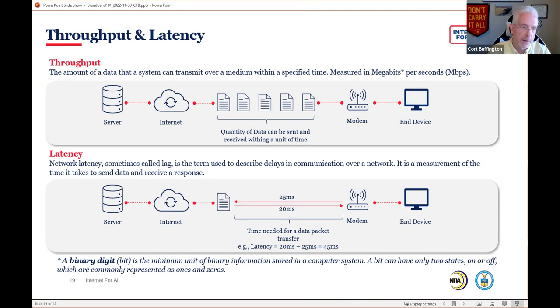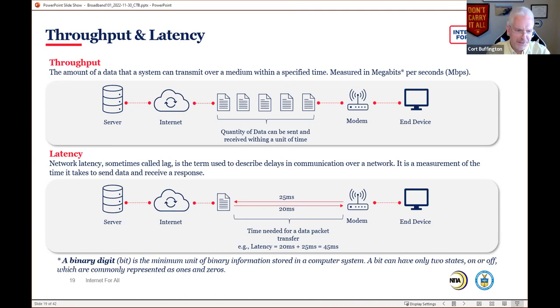So how would we look at this? On the bottom of the slide here, we can see data has to move in both directions. We've got to send from the end device up to a server somewhere, and then the response back to the end device. So it may take 25 milliseconds to get from our device to the server, and then 20 milliseconds to get back. We add those together, that's 45 milliseconds. This is a pretty speedy connection. It would meet our definition of reliable broadband service.